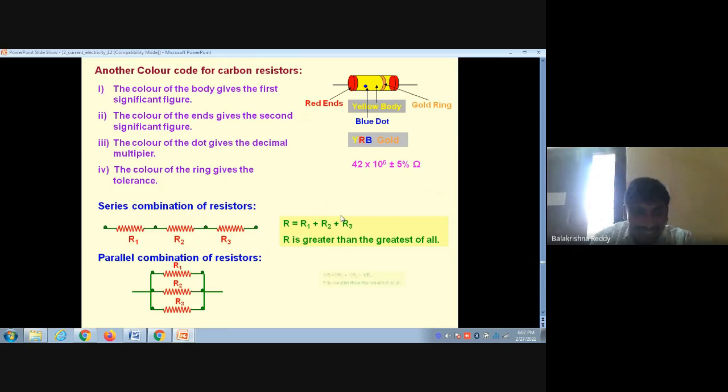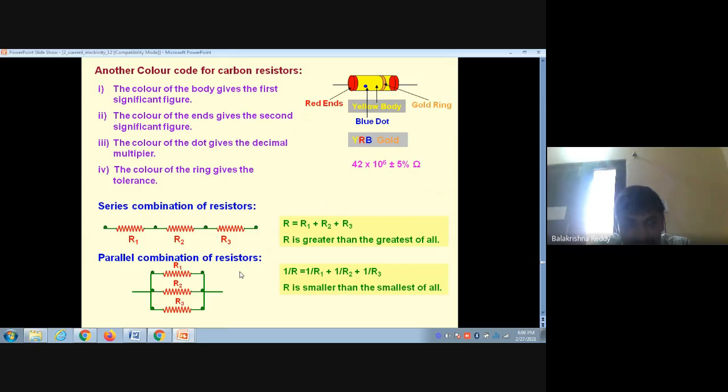But coming to the parallel connection, you connect one end of all the resistors at one point and the other end of all the resistors at another point, right? The parallel combination of resistors is written in reciprocal form. The question can be asked in the exam, the equivalent form: 1 by R equal to 1 by R1 plus 1 by R2 plus 1 by R3. R is smaller than the smallest of all.